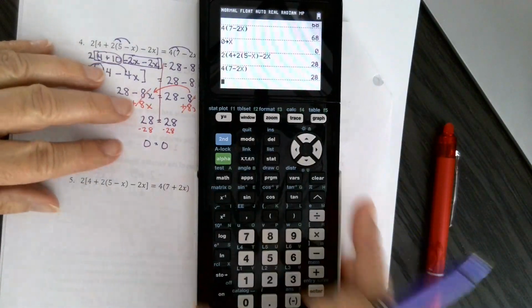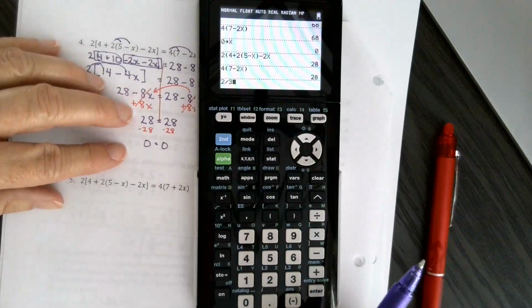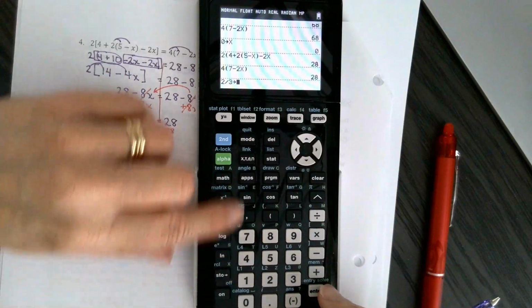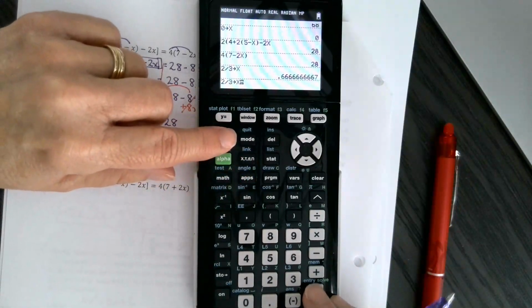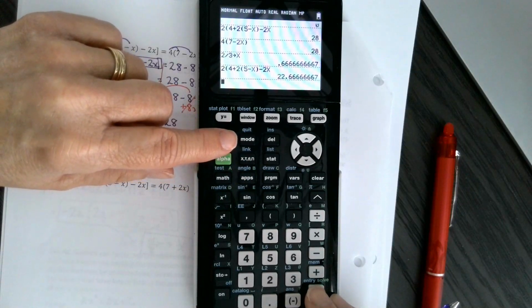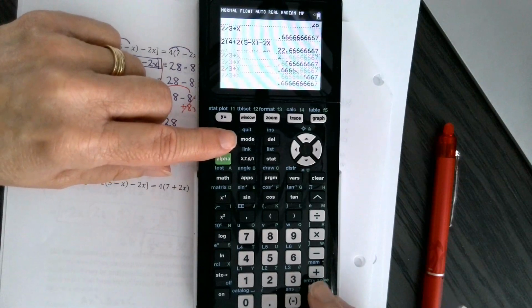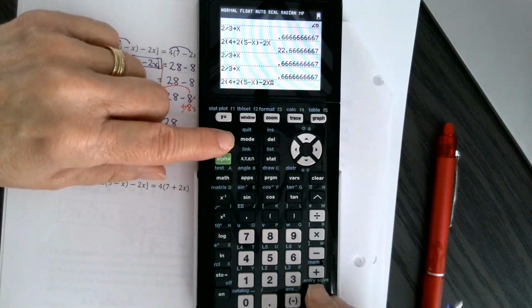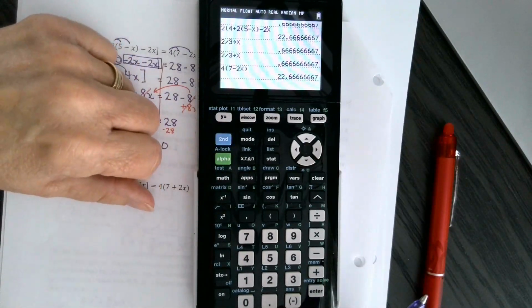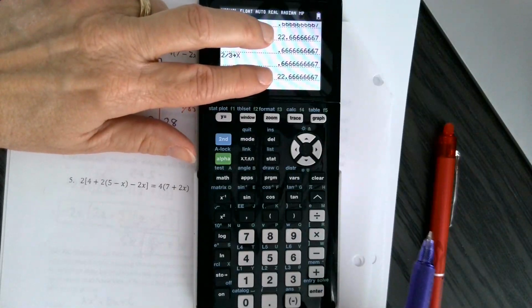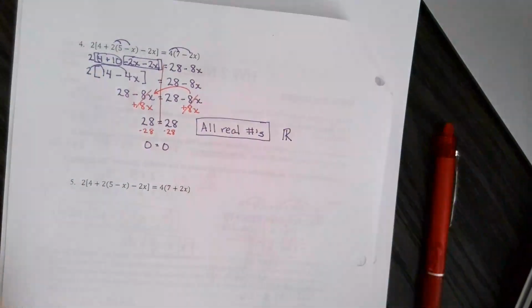I could put in 2/3. Store X. There's the left. And there's the right. There they are. Sorry, I kept getting ahead of myself.